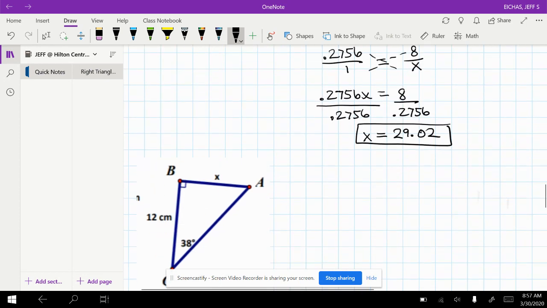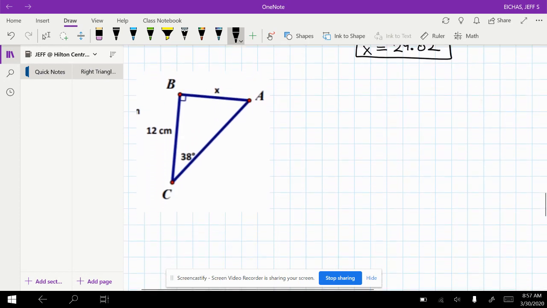Okay, next one. So here's the acute angle, of course the right angle. Opposite the right angle is the hypotenuse. Opposite the acute angle, the leg that's opposite, we're going to label it opposite. The leg that's touching is going to be labeled adjacent.